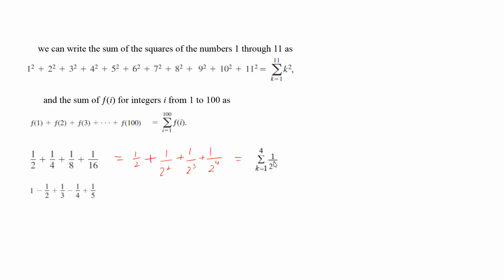Okay, let's try one more question. So this is the question, and there is a twist. There is an alternating sign change. The first term is positive, the second term is negative, the third term is positive, and then negative, and then positive. So what to do?